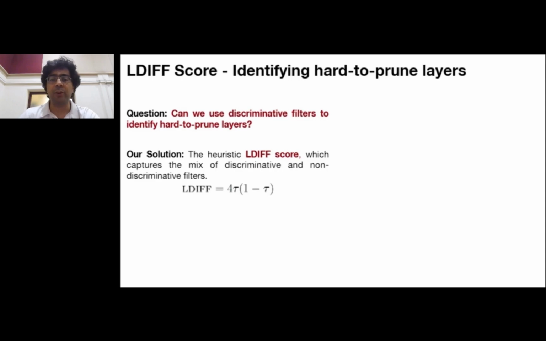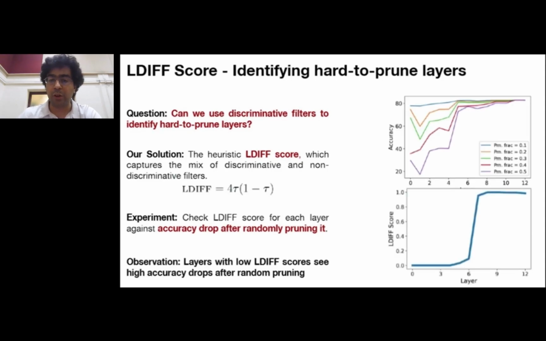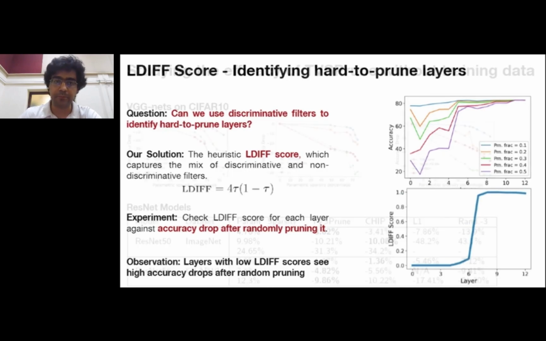Next, how do we use discriminative filters to identify hard to prune layers? We propose the following informative heuristic, which we call the LDIF score, which captures the mix of discriminative and non-discriminative filters. Here, the LDIF score is a quadratic function of tau, which is the fraction of discriminative filters in a layer. To validate this heuristic, we check the LDIF score for each layer against the accuracy drop after randomly pruning it. What we observe is that layers with low LDIF score see high accuracy drops after random pruning, and the opposite is true for layers with high LDIF scores. And again, this experiment has been repeated over a variety of datasets and architectures.